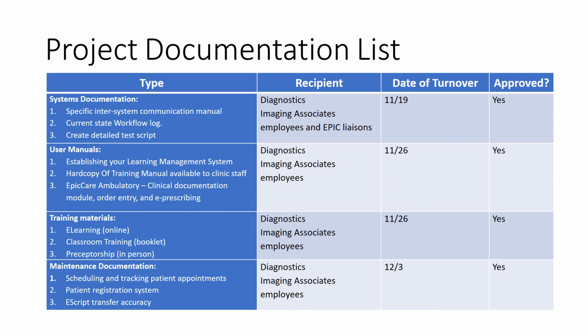And although our project team may be about to wrap up, we're leaving you with several documents that can be categorized into 4 buckets: system documentation, user manuals, training materials, and maintenance documentation. And this chart, which we'll leave with you, fully outlines the contents of such documents and who they are intended for.